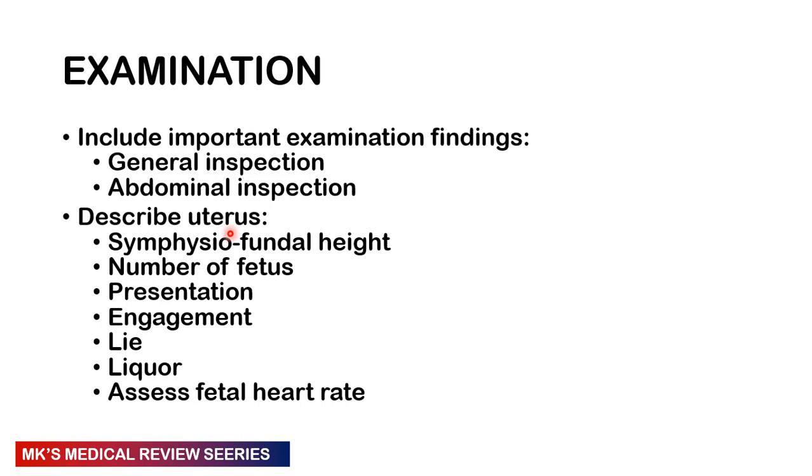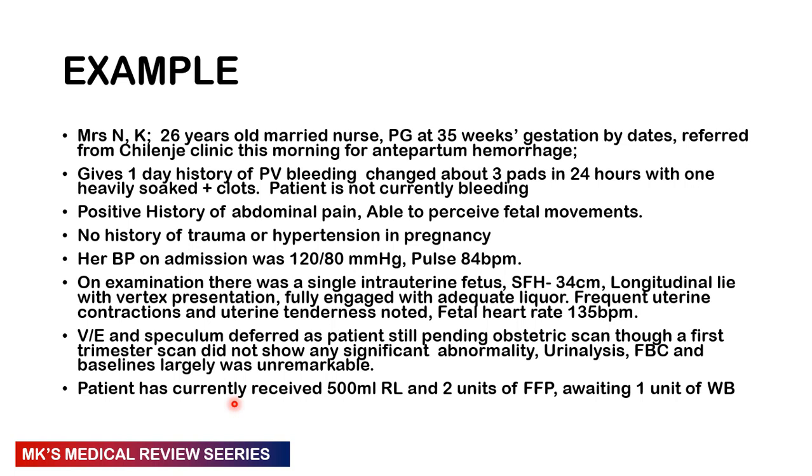You describe the uterus as well, including the symphysiofundal height, the number of fetuses, the presentation, the engagement, the lie, and assessing the fetal heart rate. So here's an example. So we have Mrs. NK, who's a 26-year-old married nurse and a prime gravida. PG just stands for prime gravida at 35 weeks of gestation by dates.